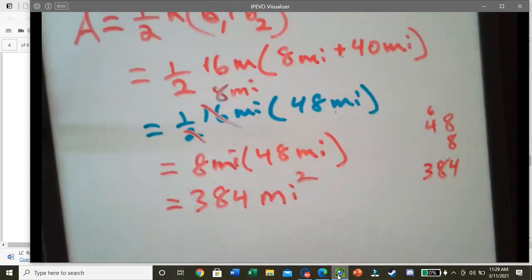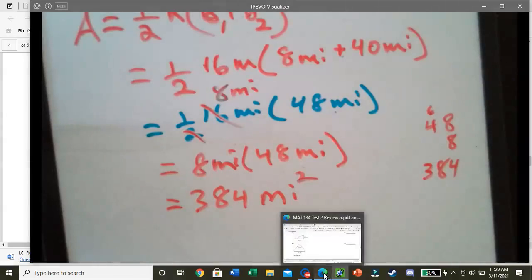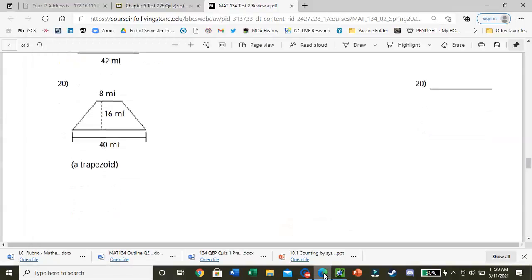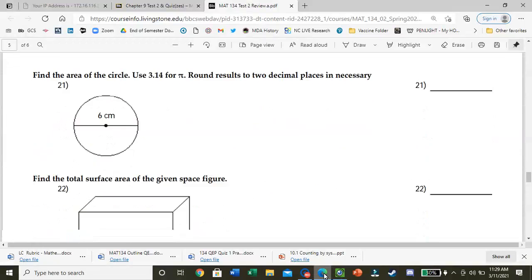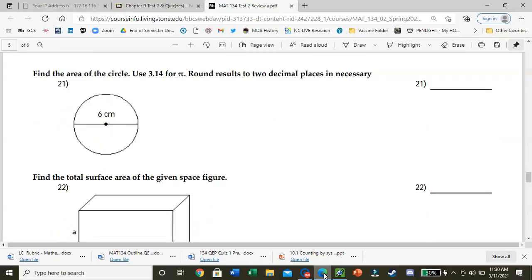All right? Questions there? Area of a trapezoid. Okay. Circle. Area of a circle. Any questions with that? Okay. Well, with 21, are we given diameter or radius here? Yeah, we're given diameter, right? But our area, so this is 6 centimeters.